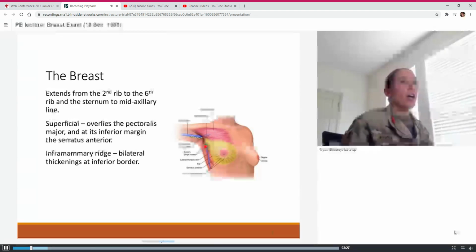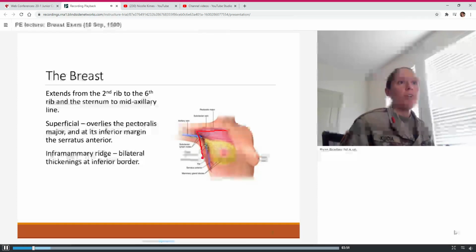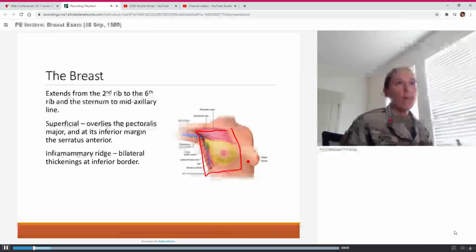So this is the area of concern for our breast exam. Essentially, we're talking about from the clavicle to the inframammary ridge and then mid-sternum to the mid-axillary line. Let me put the little drawing tool on it. We're talking about as high as the second rib, mid-axillary line, down to the sixth rib at the inframammary ridge, and then the sternum. So you're actually doing your breast exam on what may not appear like breast tissue.